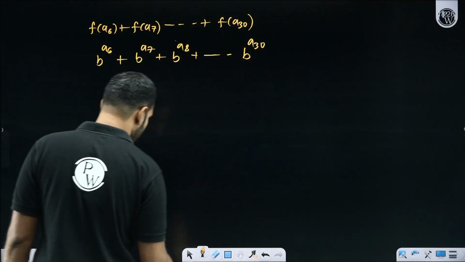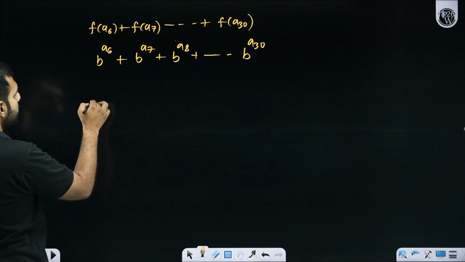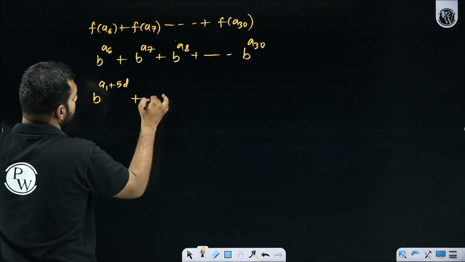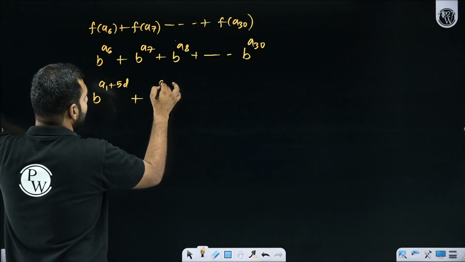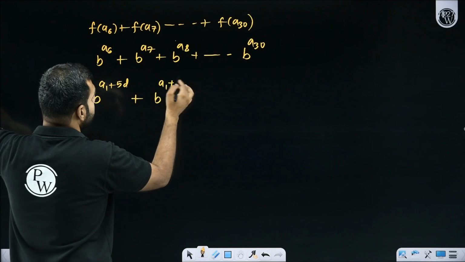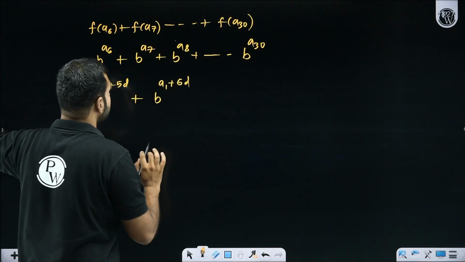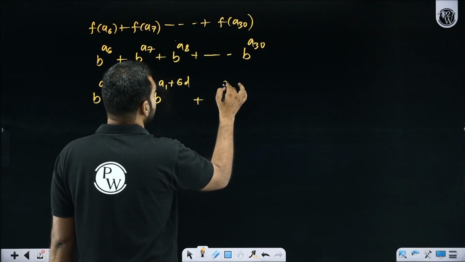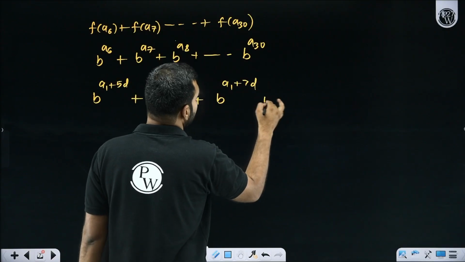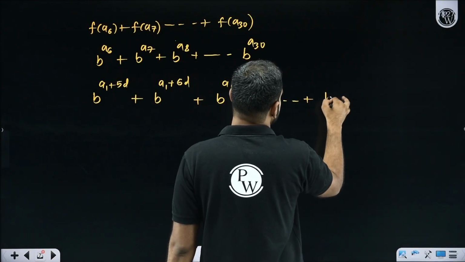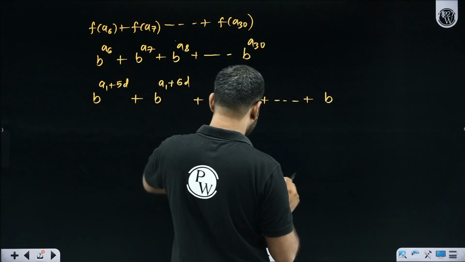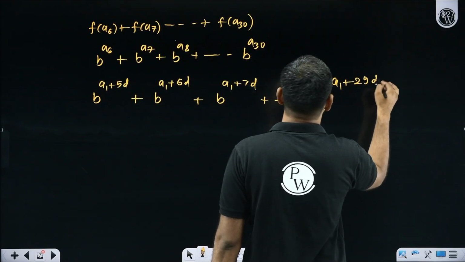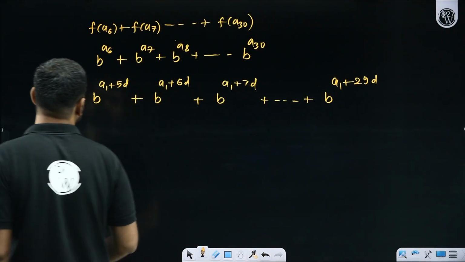Sir, what is the point of doing all this? Have patience. This b to the power a6 can I write as b to the power a1 plus 5d. This b to the power a7 can I write as b to the power a1 plus 6d. This b to the power a8 can I write as b to the power a1 plus 7d and so on until b to the power a30 can I write as b to the power a1 plus 29d, because a1, a2, a3 are in AP, so I can do so.